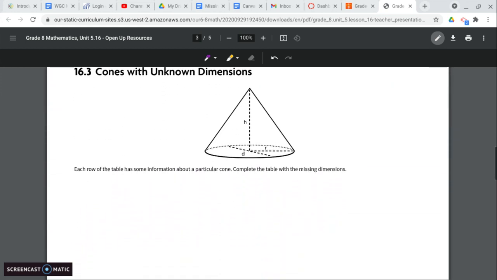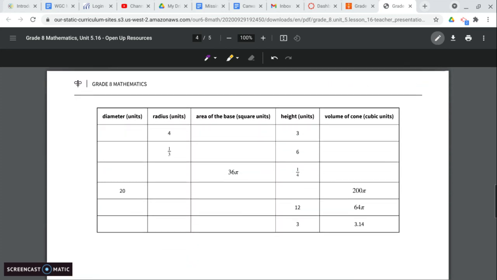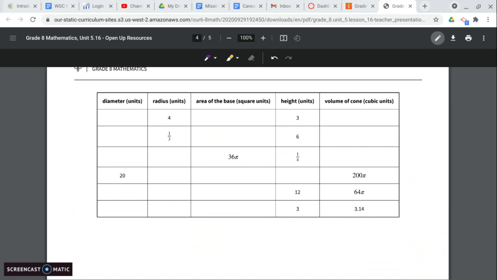All right, cones with unknown dimensions. Each row of the table has some information about a particular cone. Complete the table with the missing dimensions. So obviously we're given a variety of values. So here we have the radius is 4. The diameter then, twice that would be 8. Area of the base, remember base is a circle, so pi r squared. So 4 squared is 16, so it'd be 16 pi. And then the height is 3, so 16 pi times 3 would be 48 pi.